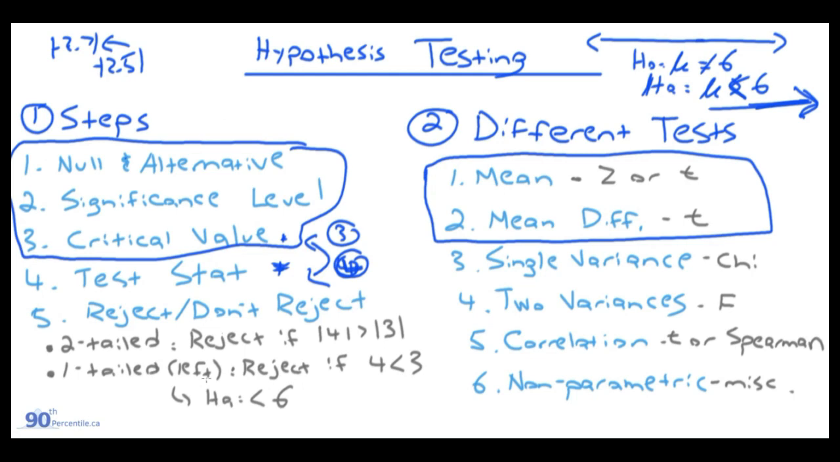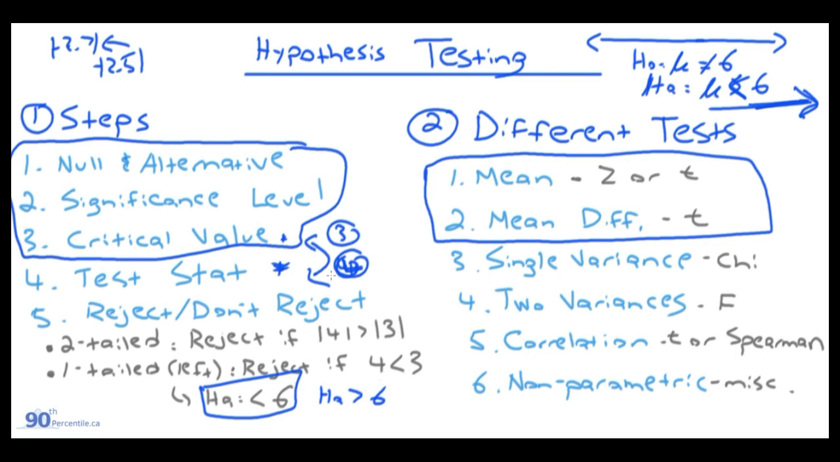And one quick thing to note is that whether or not it's a left or a right-sided test depends on the alternative hypothesis. So it's not based on the null, it's based on the alternative. So in this case, I have the alternative is less than 6, so it's a left-tailed test. If the alternative, like I said up here, was greater than 6, then it's a right-tailed test.